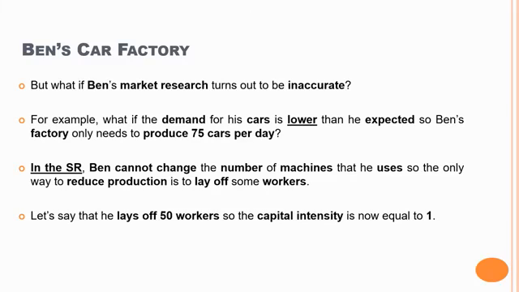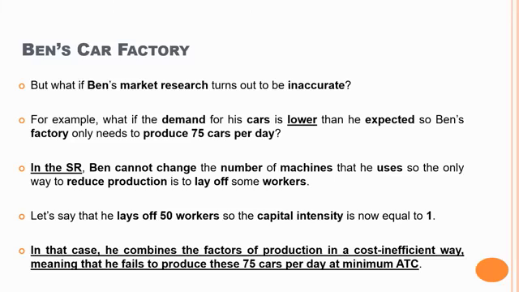The right proportion, the optimal input mix, is 2 workers for 1 machine. And here we have 1 machine for 1 worker. Okay? So what's going to be the consequence? In this case, he combines the factors of production in a cost-inefficient way, meaning that he fails to produce these 75 cars per day at minimum cost. So this is in the short run.